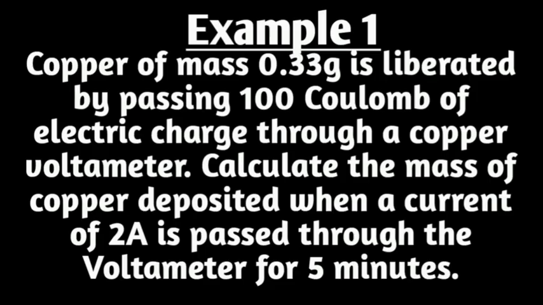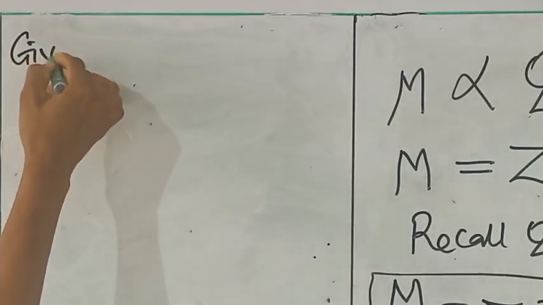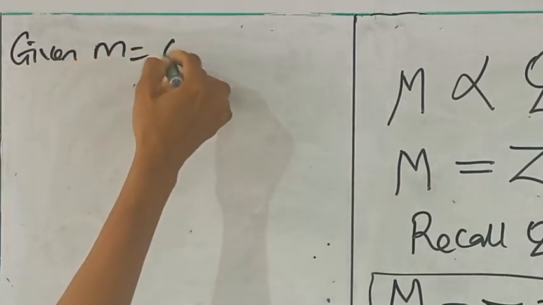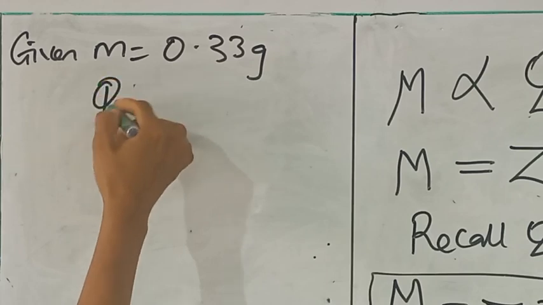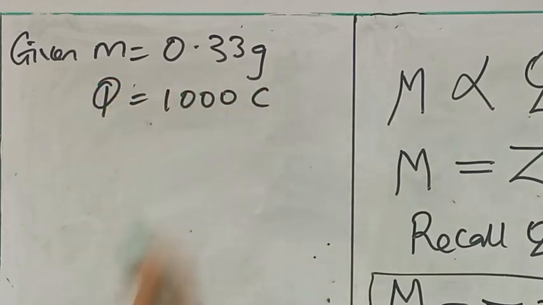Example 1: copper of mass 0.33 gram is liberated by passing 1000 coulombs of electric charge through a copper voltmeter. Calculate the mass of copper deposited when a current of 2 amperes is passed through the voltmeter for 5 minutes. So the first mass that was given is M as 0.33 grams and Q as 1000 coulomb.